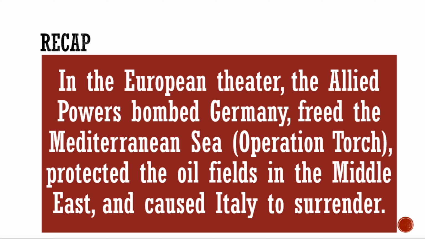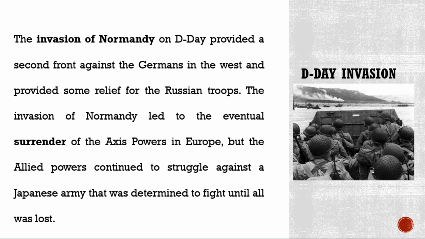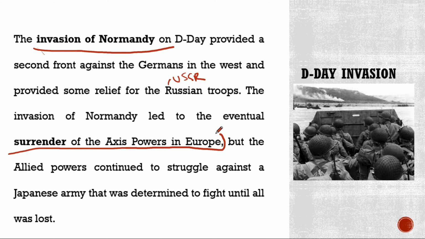The invasion of Normandy on D-Day provided a second front against the Germans in the west and provided some relief for Russian troops. Again, the USSR. The invasion of Normandy led to the eventual surrender of the Axis powers in Europe, but the Allied powers continued to struggle against a Japanese army that was determined to fight until all was lost. So this means that now we have won the war in Europe, and we still have to worry about Japan.